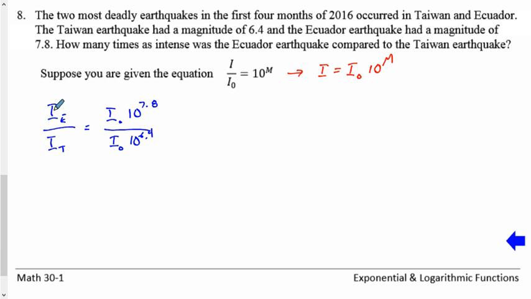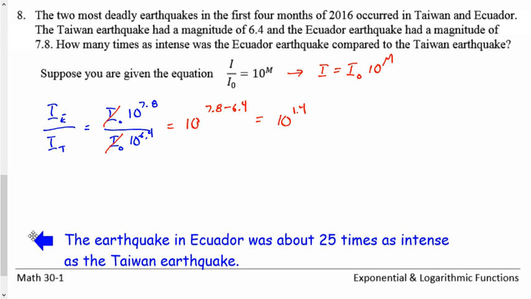As I do this comparison, I can see that these two reference intensities cancel out. So it doesn't even matter what that number is. I can just evaluate this quotient here. Since I'm dividing powers base 10, I can just subtract the exponents, 7.8 minus 6.4, which will give me 10 to the exponent 1.4. And then I just evaluate that on my calculator to discover that the earthquake in Ecuador was about 25 times as intense as the Taiwan earthquake.